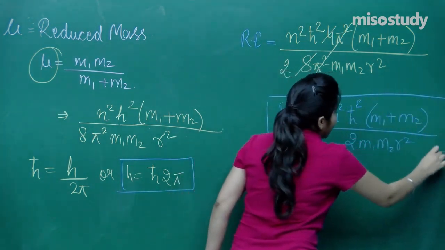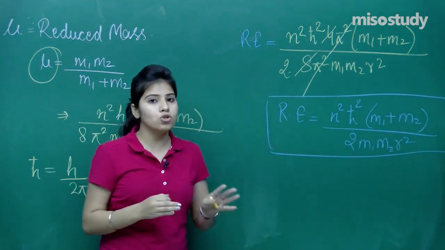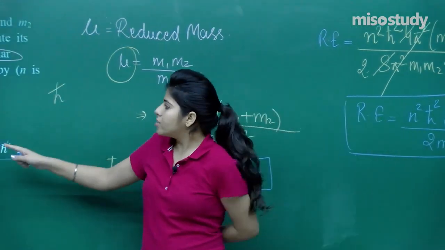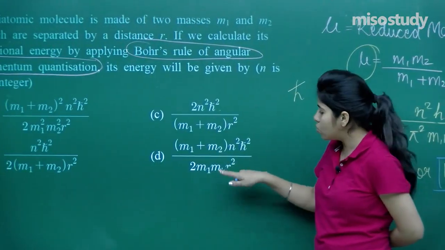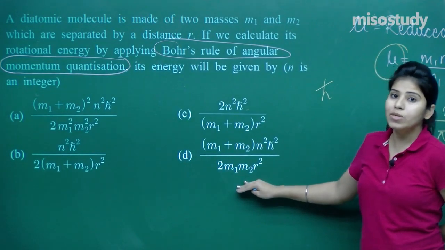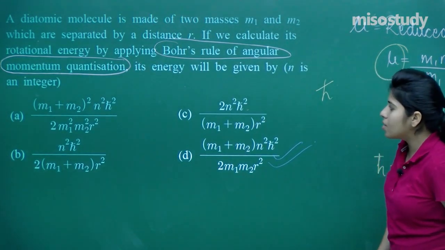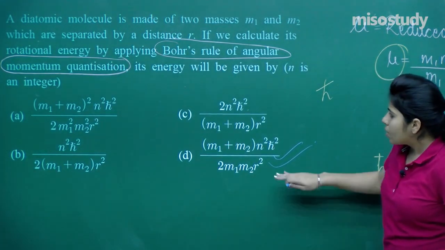This is our final rotational energy, and we are now going to verify whether this is correct or not. So n square h cross square upon 2 into (m1 plus m2) divided by m1 m2 r square. That means this must be the correct option that is available in these options, right?